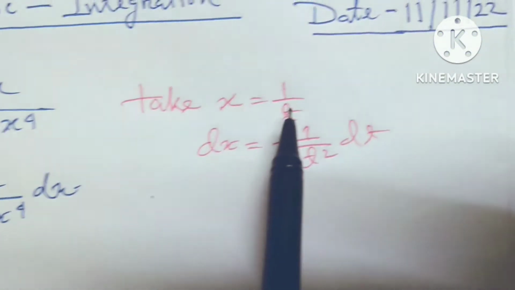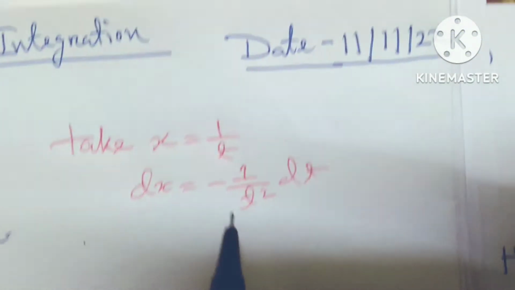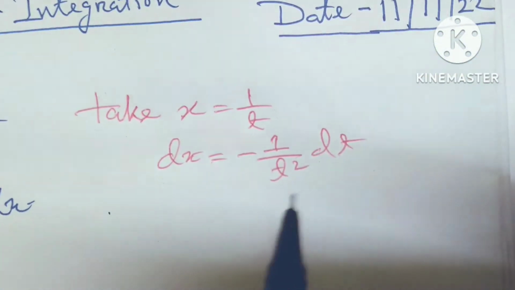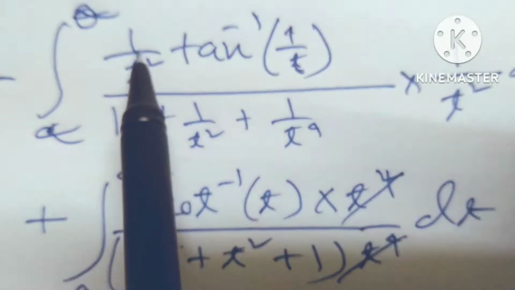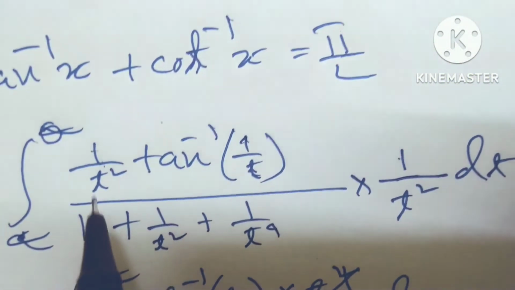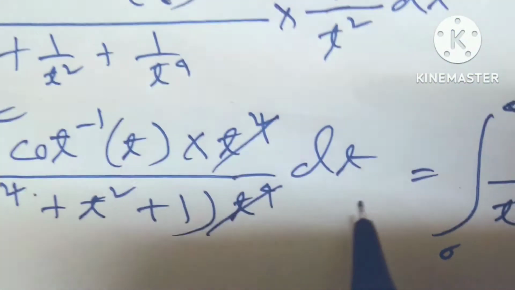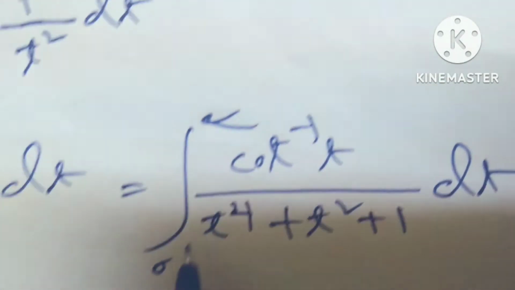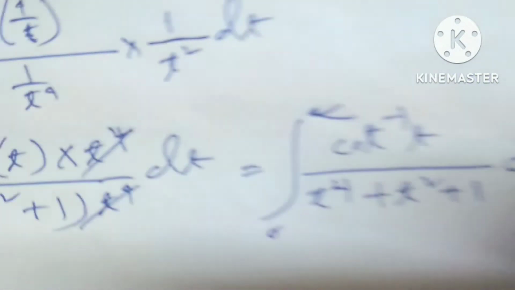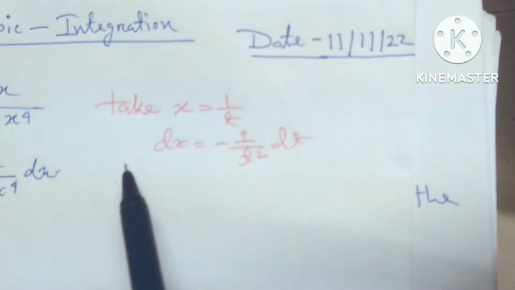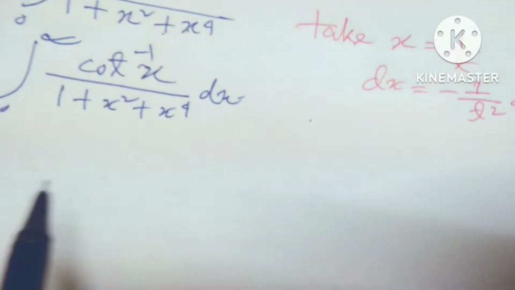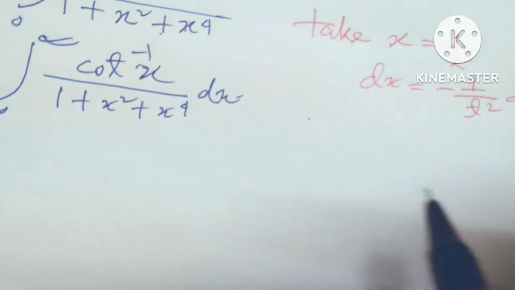Because I take x is equal to 1 by t and dx is equal to minus 1 by t square dt. And you will see there is also calculation, because I am putting the value 1 by t square, 1 by t to the power 4, and now I get 0 to infinity t to the power 4 over t square plus 1 dt. This factor I get in here. Okay, so I hope you can understand how I get cot inverse into t.